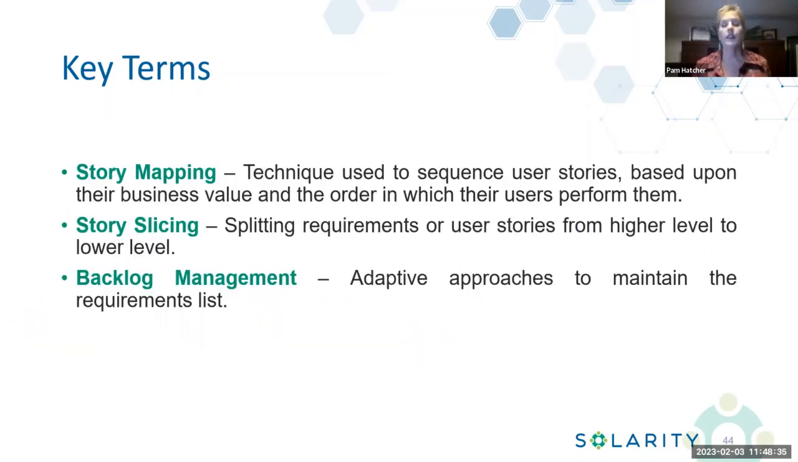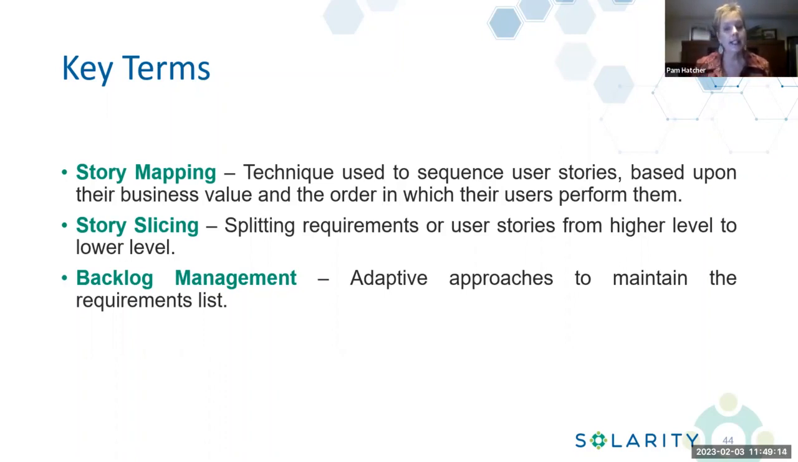Additional key terms in this knowledge area: story mapping, story slicing, and backlog management. So story mapping is user stories sequenced in a way that is based on business value and the order users perform them in. It's really just a technique to make sure you're taking the requirements, the workflow, what's happening based on what they're doing and the sequence of that, and using it to order. Is it in the right order that they perform their work?